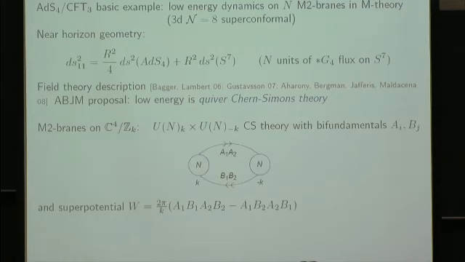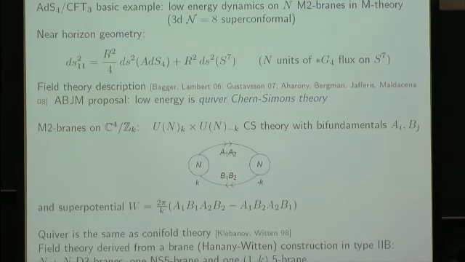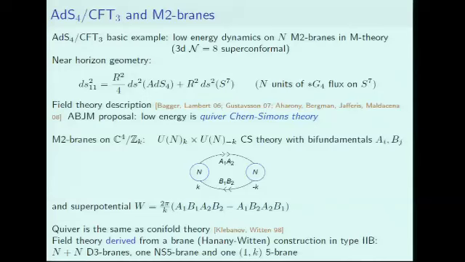Now, one could observe that this, in fact, is the same quiver and superpotential that appeared before in the conifold theory of Klebanov and Witten. And this is not a coincidence. In fact, the field theory can be derived with a Hanany-Witten construction in type IIB, which is very similar to what can be done for the conifold theory. So this is the prototypical example of AdS4/CFT3, and I want to talk about generalizations of this example.